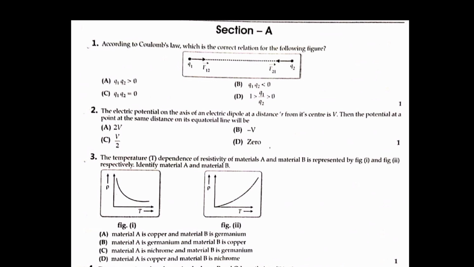So what is the correct option? Option B is the correct answer. Here material A is germanium and material B is copper. That is, option B is the correct answer. Clear? Now we can move to the next question.